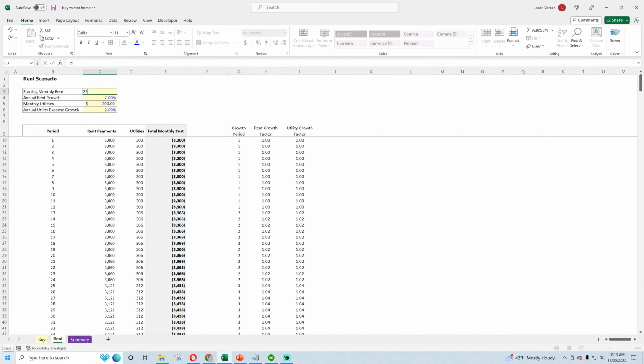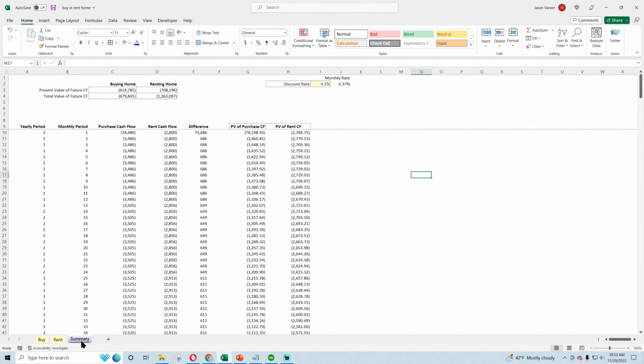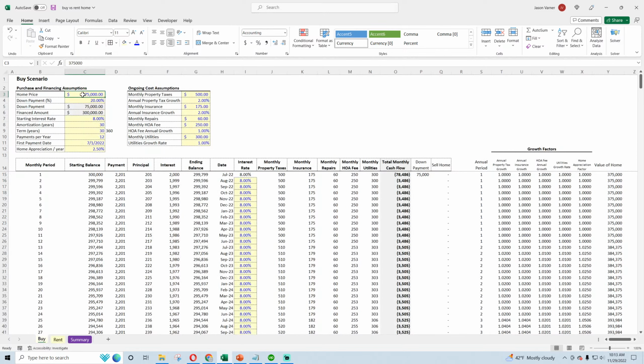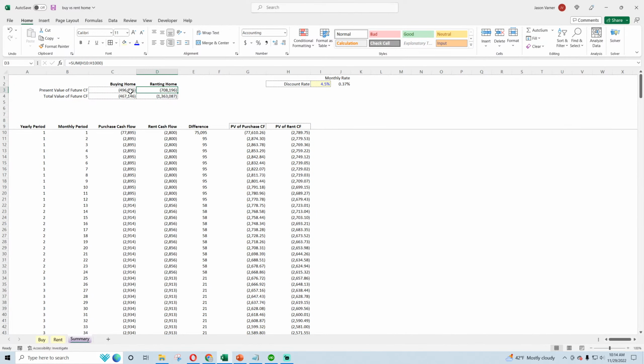Let's try 2,500. At 2,500 a month, the present value is almost the same, renting versus buying, if the rent is 2,500 for this type of house. Now look, starting interest rate 8%. If this interest rate was lower as well, which this is a pretty high interest rate, let's say it was 5, these numbers get even more skewed towards buying a home being better.